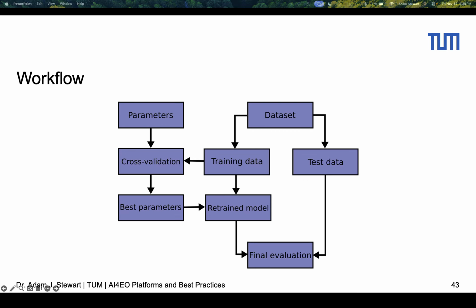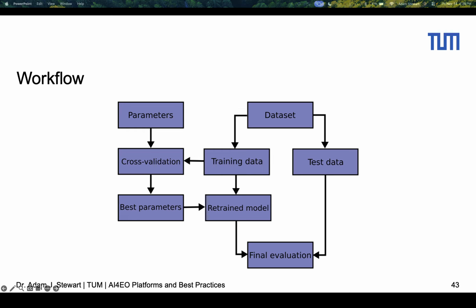This is a typical workflow that you might use for training a model. I have my data set at the top right. I first split it into training data and test data. The test data is reserved just for the very end, just to get the final performance. The training data I use for cross-validation. This should actually be hyperparameters, not parameters. But basically, for a given set of parameters or hyperparameters, if I already have a model that's been trained on my training data, I can do cross-validation.